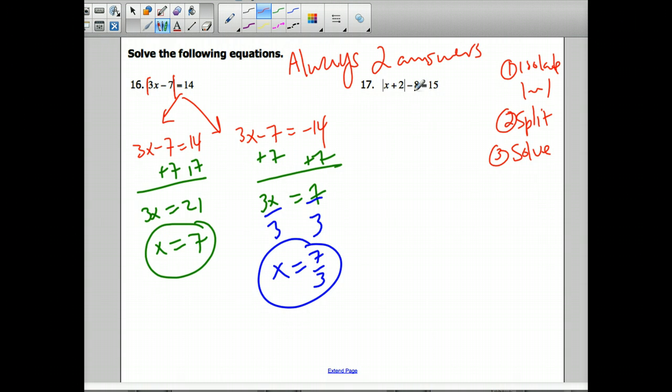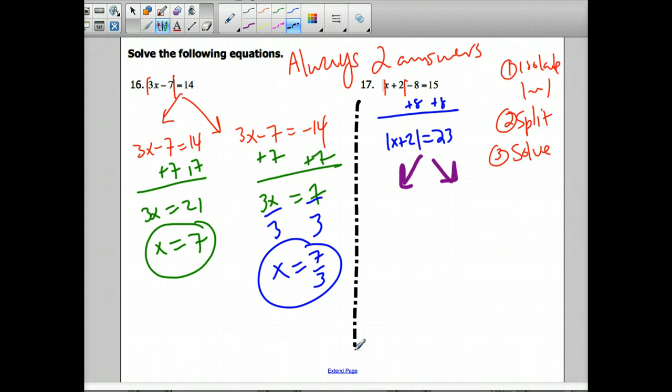Alright, so I have to isolate the absolute value. See, this is the absolute value, but it's not by itself on this side of the equation. So I've got to add an 8, and I get absolute value of x plus 2 equals 15 plus 8, which is 23. So now I split it into two equations.